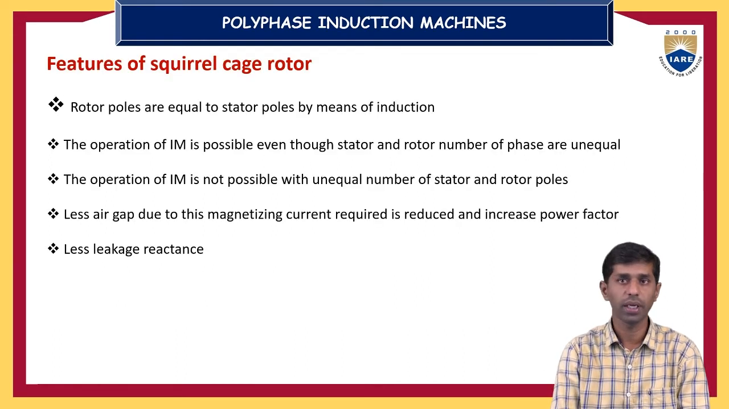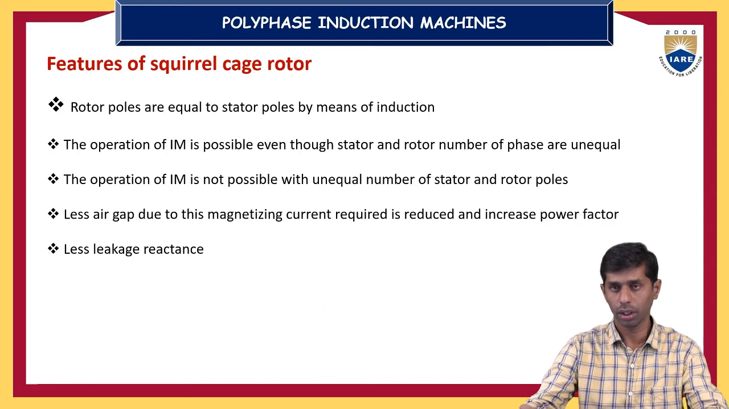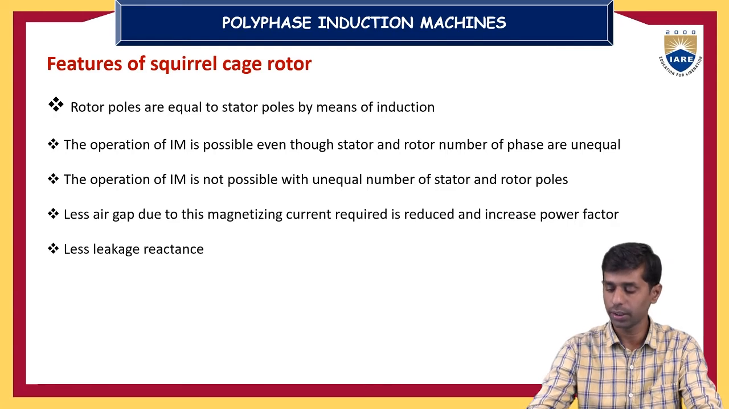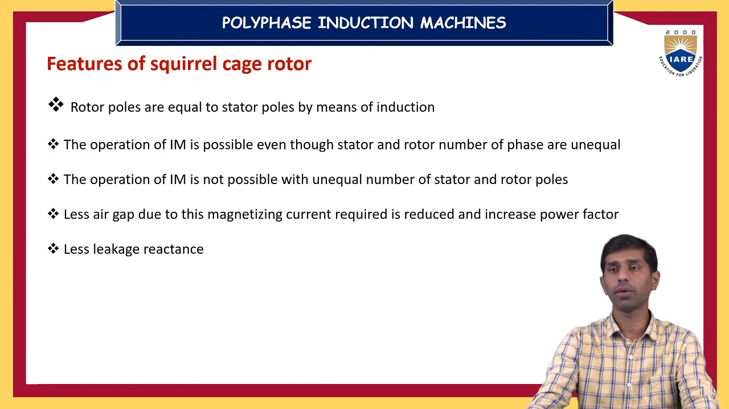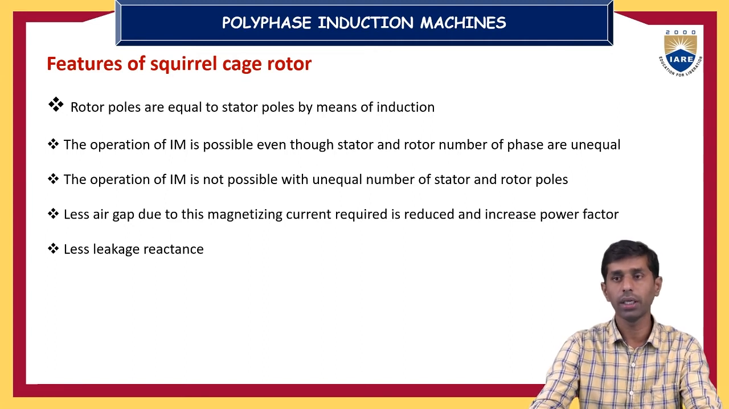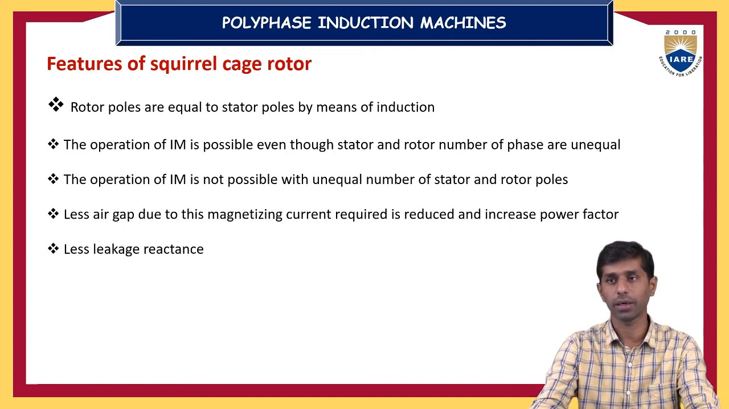The features of the squirrel cage rotor: the rotor poles are equal to the stator poles by means of induction. So generally, in the case of the squirrel cage induction motor type rotor, the rotor poles are induced poles, because according to the induction principle, the stator poles are induced as rotor poles.